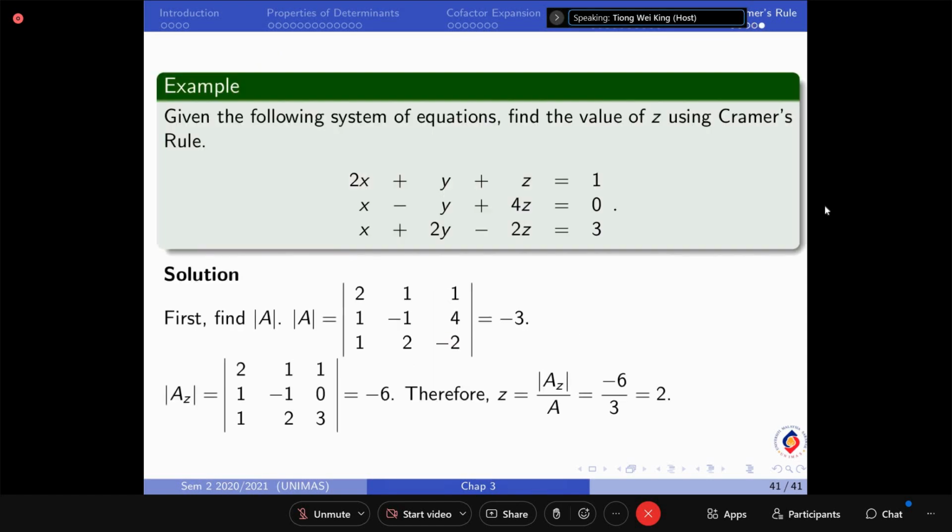Now the last one: given the following system of equations, find the value of z. So you need to find z only. Again, for Cramer's rule, you always need to find the determinant of A. After that, find the determinant of Az, where you just replace the third column with this. Then z is this.